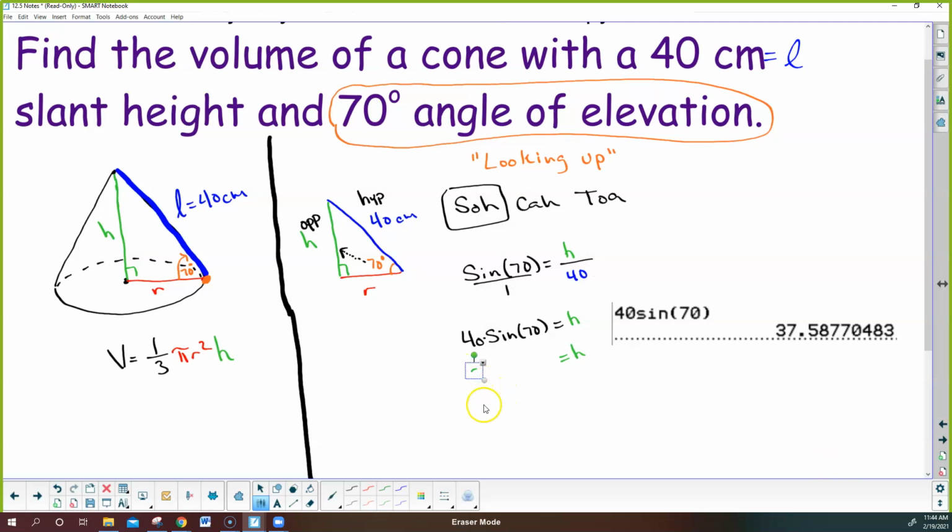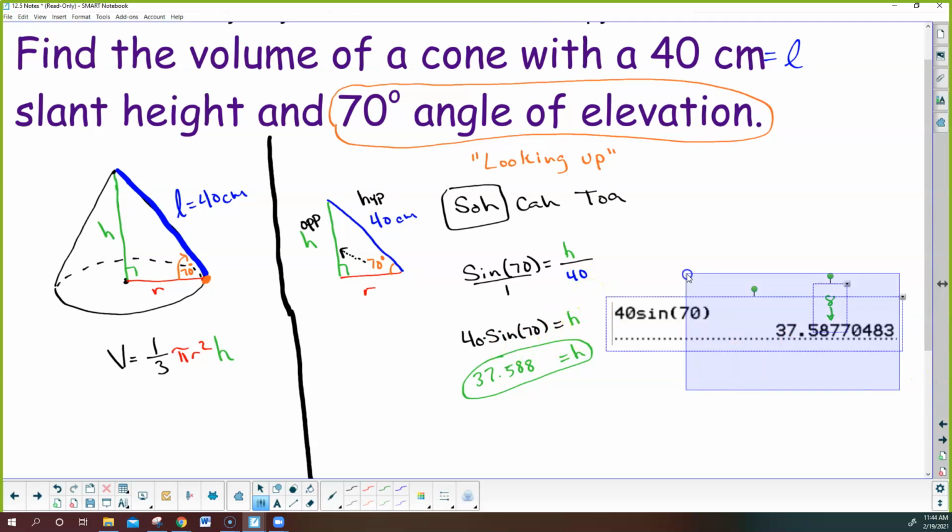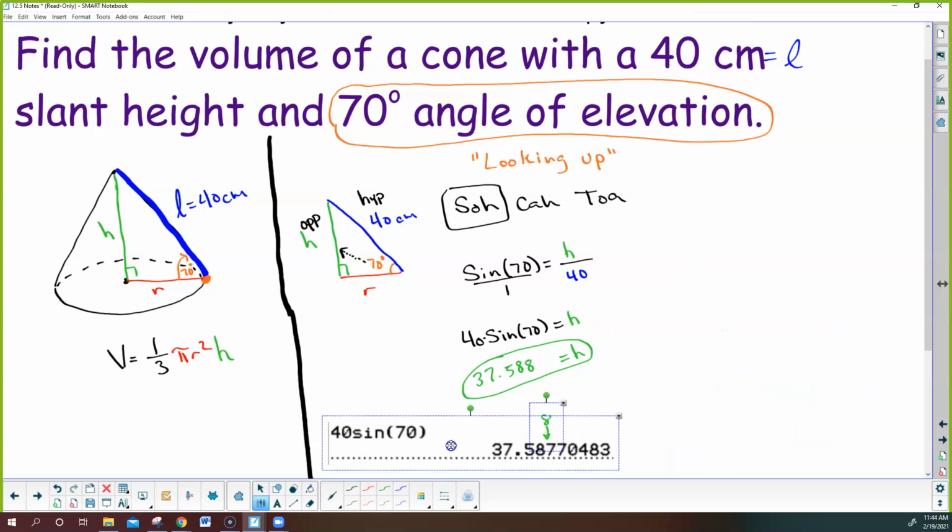And then, as always, we want to make sure that we round accurately to the third decimal. So that's looking at this 7, but this 7 would round this up to an 8. So we now have the height. Down here.